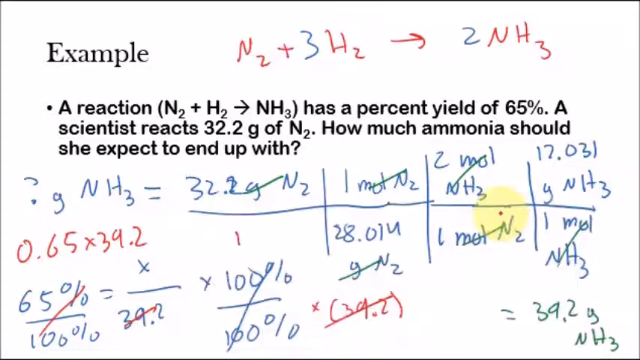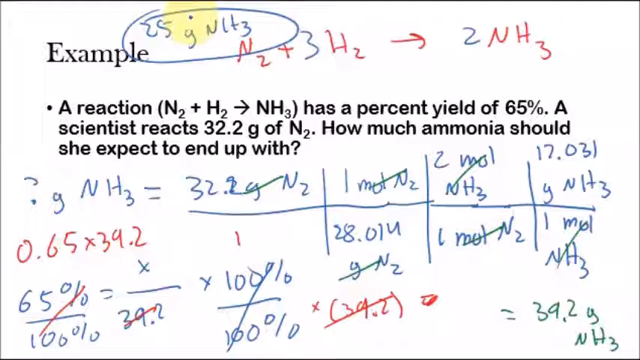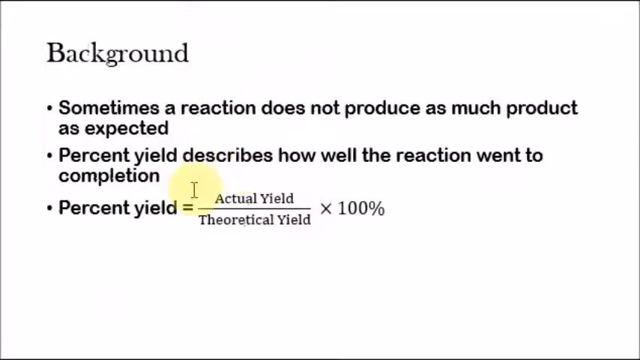So that's going to be our answer, 25.48. Well, we have two significant digits here technically, so we would just say 25, I guess. So the actual yield, how much a scientist is going to end up with, is, let me just write it here, 25 grams of NH3. Pretty simple, you just have to use this formula here.